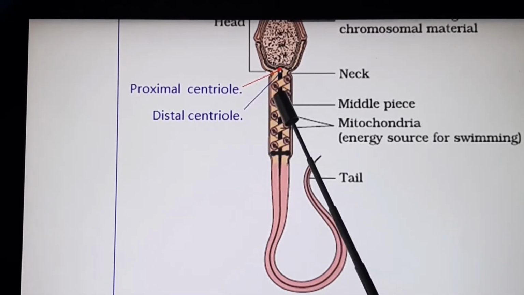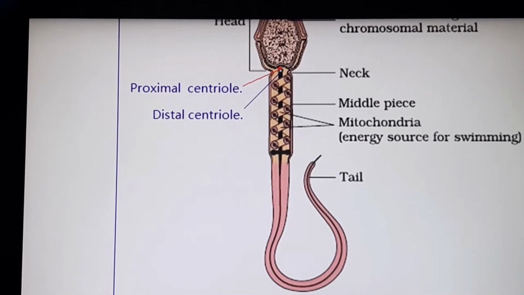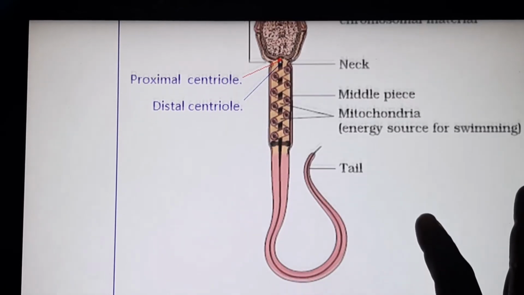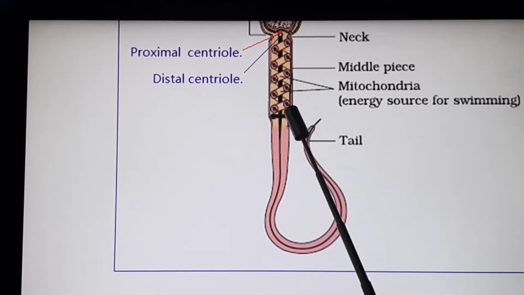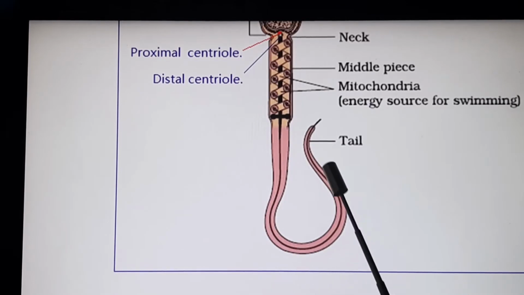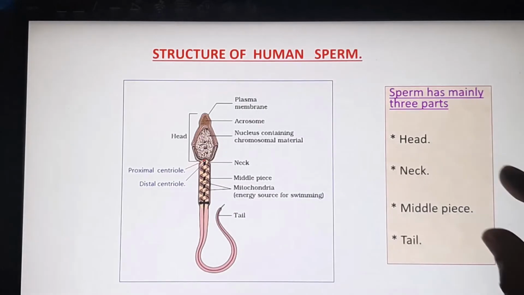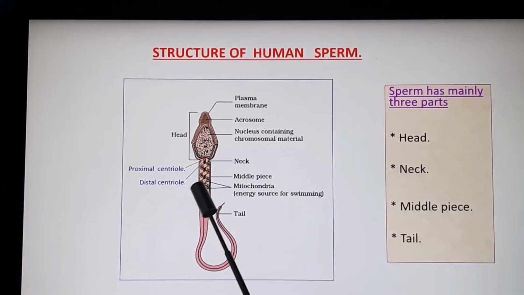Mitochondria are present. Mitochondria, we know that they are the sources of energy for the locomotion or the movement of this sperm. The last portion is the tail, the axial filament covered by the plasma membrane. So this is the tail. So a typical mammalian sperm consists of head, neck, middle piece and tail.